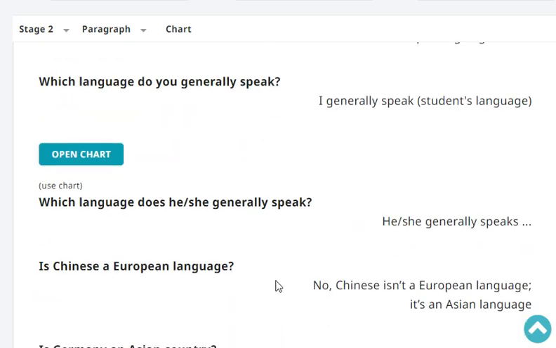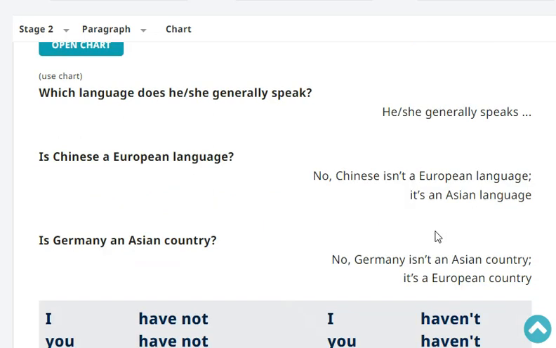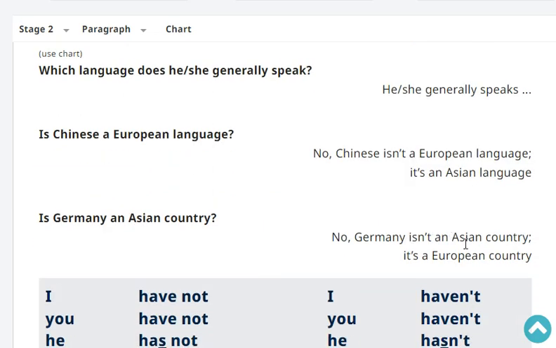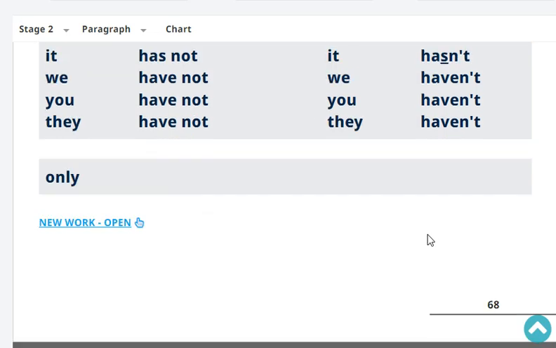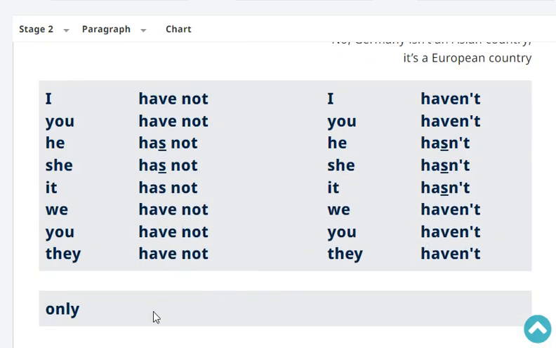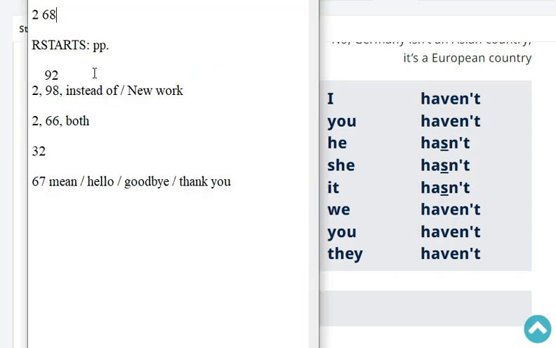He generally speaks Japanese. Is Chinese a European language? No, Chinese isn't a European language. It's an Asian language. Is Germany an Asian country? No, Germany isn't an Asian country. It's a European country.